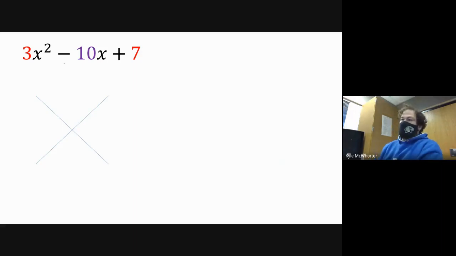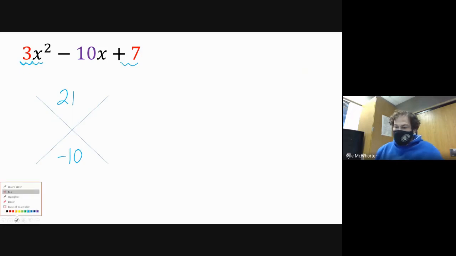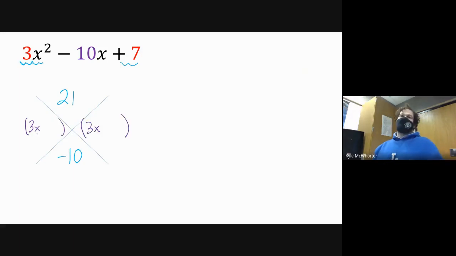So 3x squared minus 10x plus 7. I'm going to start off by doing A times C. So 3 times 7 is 21. And then my B value goes on the bottom, so that's -10. And I'm looking for numbers that multiply to 21, but add up to -10. And since my trinomial starts off 3x squared, I'm going to start off my two binomials with 3x. And then I just have to remember that on one of those, the 3 is going to divide out.